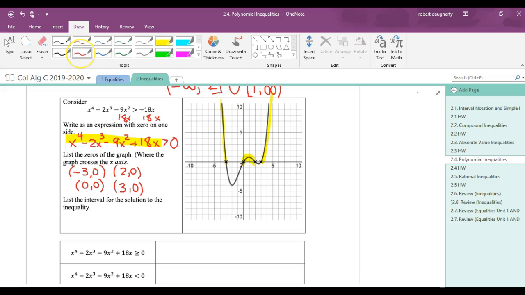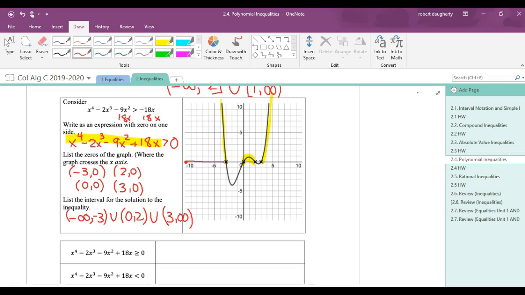Now, the intervals. So I start on the x-axis. I'm greater than 0 from where? Negative infinity up until what? From negative infinity to negative 3. And then where's the next interval? 0 to 2. And the last one is what? 3 to infinity. So that is the solution where this graph is greater than 0.